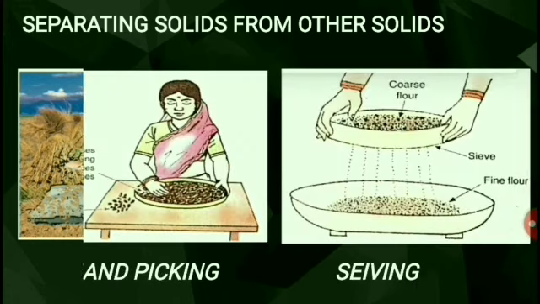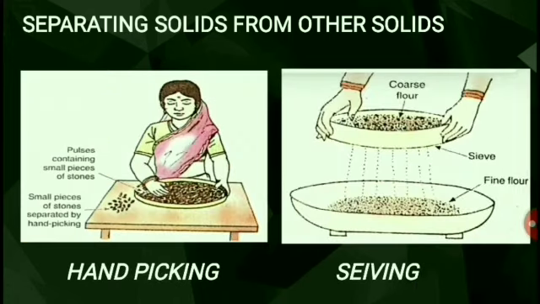Now the third process in this category is hand picking. Hand picking means to take out by hand. The method of hand picking is usually used to separate undesirable substances such as small stones, insects and other harmful substances from wheat, rice and pulses.